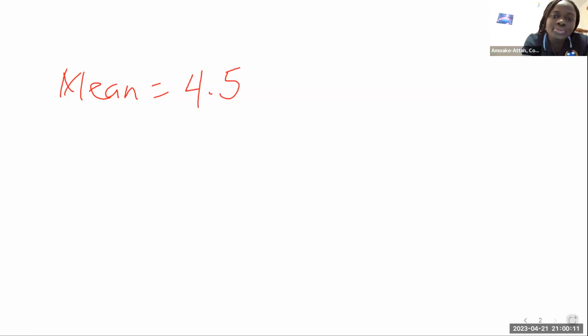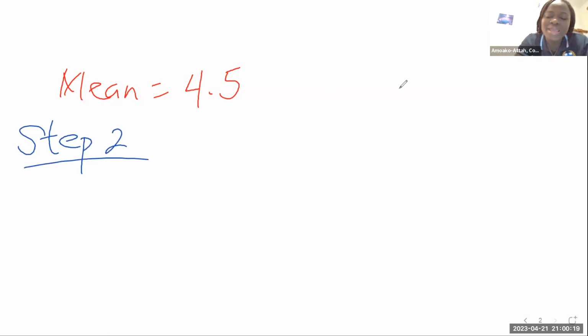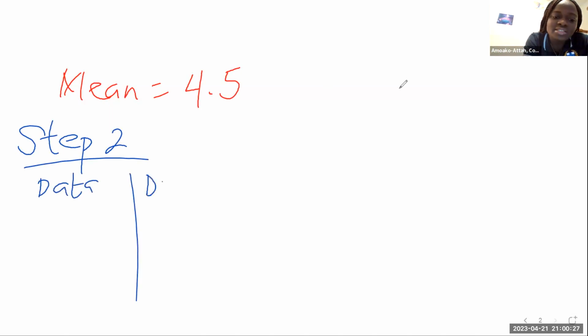Second step, that is step 2. Step 2, you find the distance from the mean, right? So you have the data plots, then we have distance from the mean.